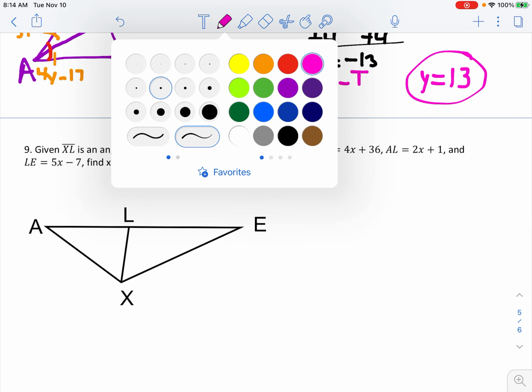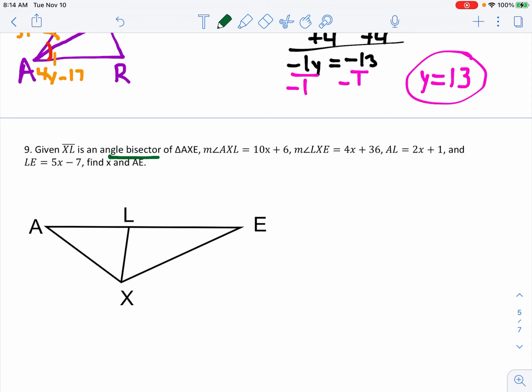All right, let's do one more. I notice the keyword angle bisector, so right away I know those 2 angles have to be equal. It tells me AXL, so if I trace A to X to L, I'm this opening right here, and it says 10x plus 6. If I trace L to X to E, I'm talking about this opening here, which would be 4x plus 36. It says that AL, the side, is 2x plus 1, and it says LE is 5x minus 7.